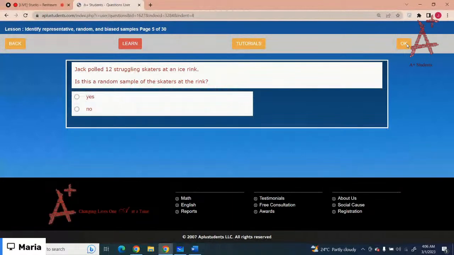Jack polled 12 skaters at an ice rink. Is this a random sample of the skaters at the rink? Yes, it is a random one. Out of all the skaters, he selected just 12. When you select from all without any condition, that would be a random sample.